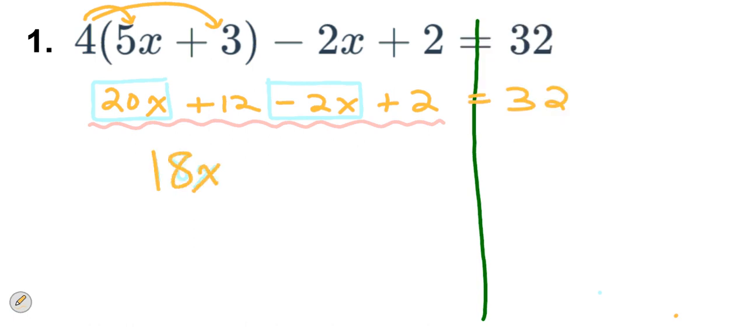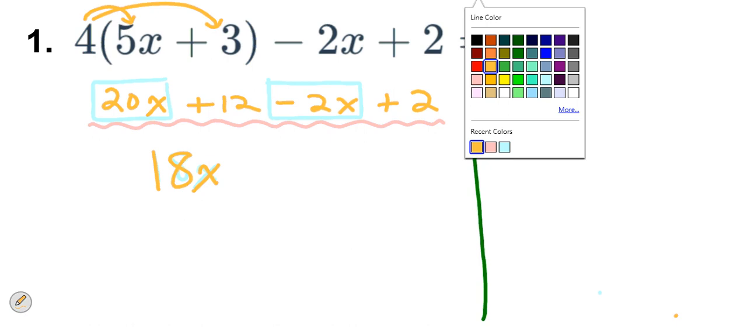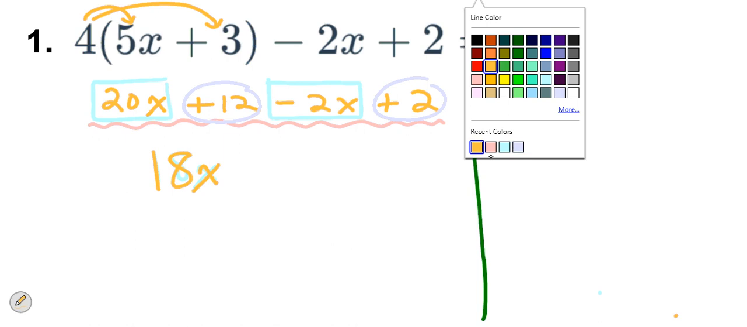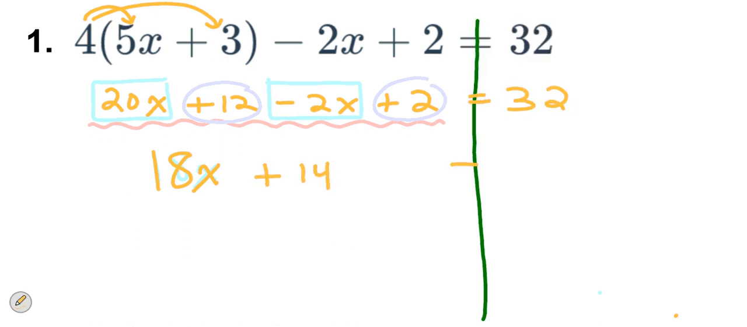Let's go ahead and combine our other two terms. Picking a good color. Ooh, like lavender. This is going to be pretty. So we have a plus 12 and a plus 2. So 12 plus 2 is 14. Go back to my orange. So now look what we did.